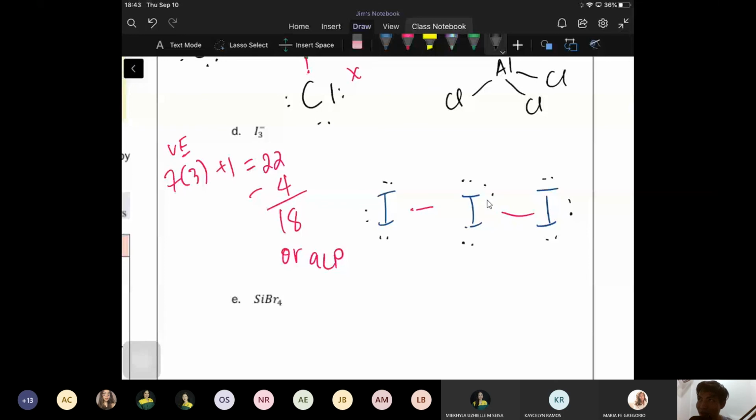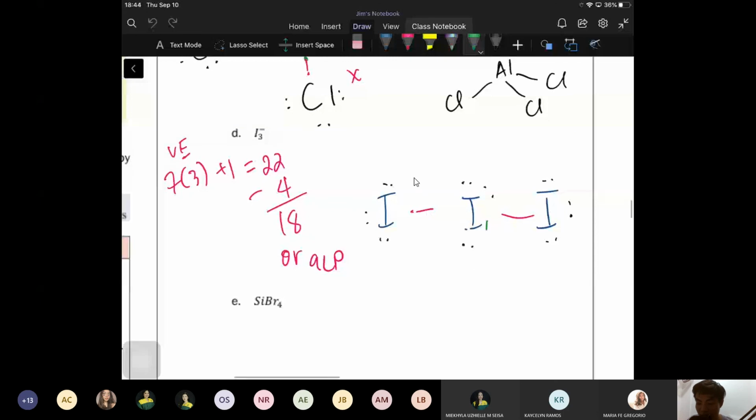Sir, how did you say that? Because iodine is already low in the periodic table, beyond the d orbital. So, I filled out the octet of the terminal atoms. The central atom is where I put the excess electrons, I mean, the excess lone pairs. So again, this is my A. These are my X's. These are the E's.